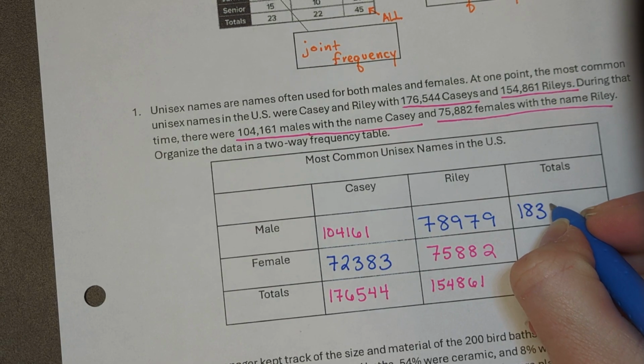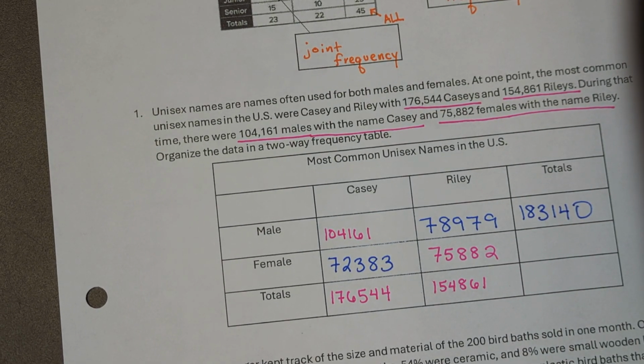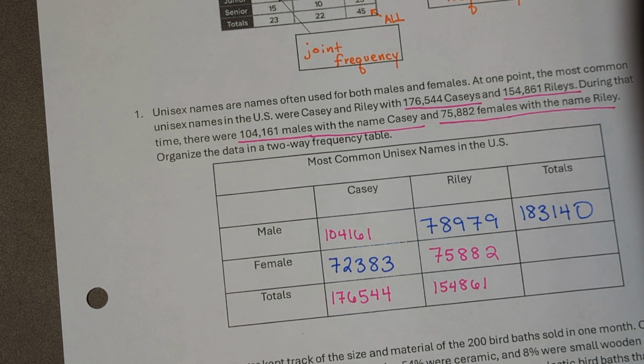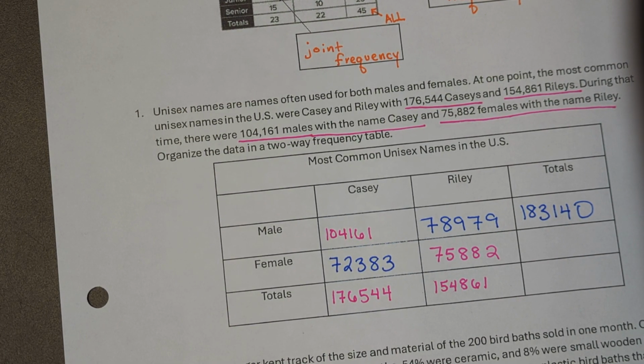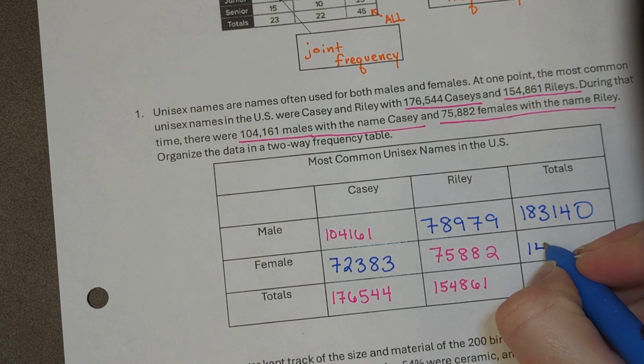183, what? Yep, good. That's what I got. All right, now we need all the girls. 148,666. I know, that's how I typed it in wrong. All right, what was it again? 148,648,000. Cool. That's what I got.